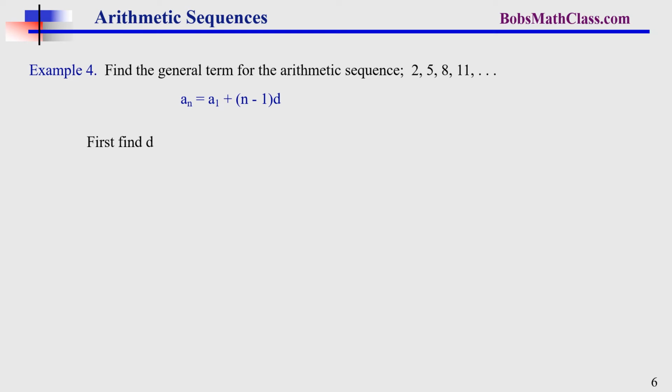If we have d, that tells us definitely that it's an arithmetic sequence. So what is our d? Well, d is 3, right? 5 minus 2 is 3. 8 minus 5 is 3. 11 minus 8 is 3. So d is 3. The next thing we want to find is a1. a1 is 2. 2 is the first term.